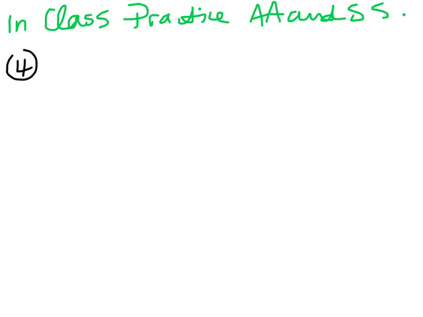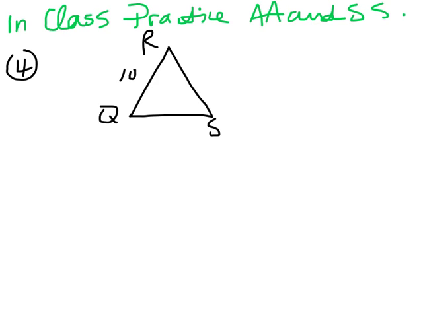They tell you in triangle QRS, so I'm going to label it. They tell me that QR is 10. You have to draw and label. It's not going to come out of heaven and hit you on the head or anything. You've got to draw and label. That's how you solve these.